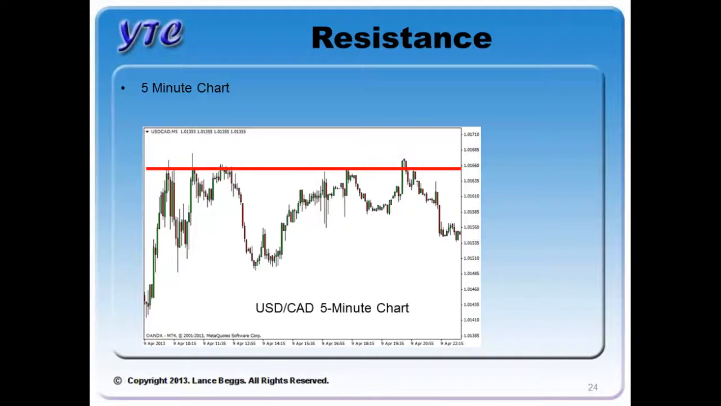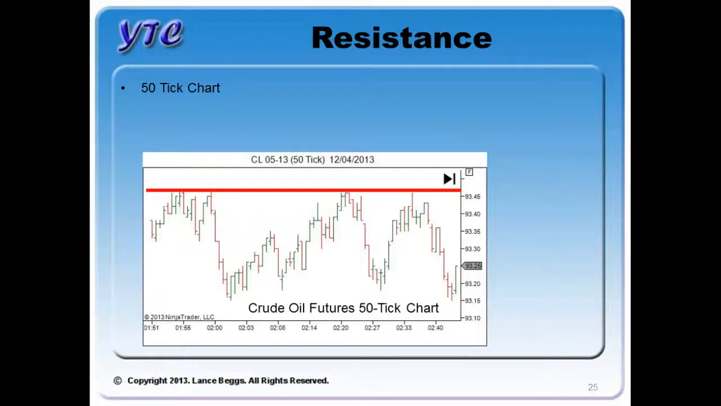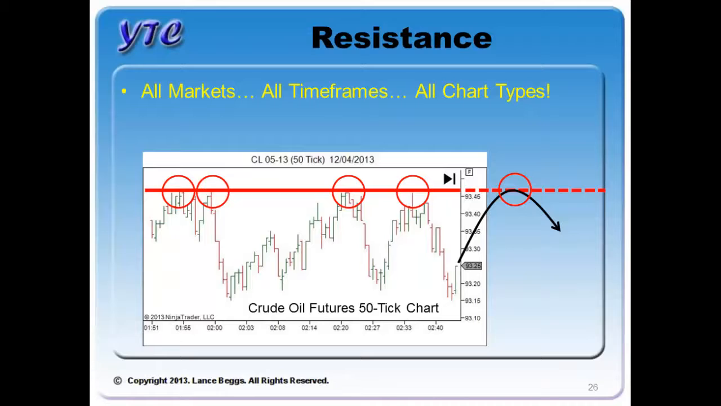5-minute charts, and again with tick charts. In fact, like support, resistance is a feature of price action that you'll find in all markets, all timeframes, and all chart types.